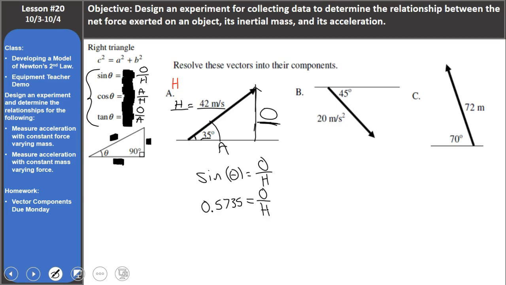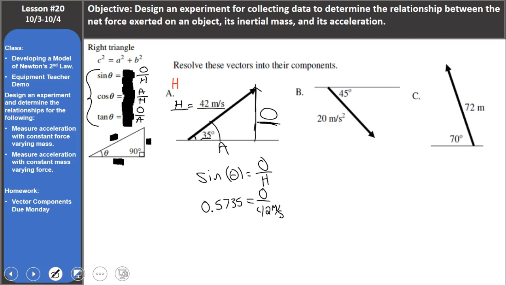H is what? Hypotenuse. That's 42. So I'm going to erase the H here, and I'm going to put 42. The meaning of life. Now, how can I get the O by itself?